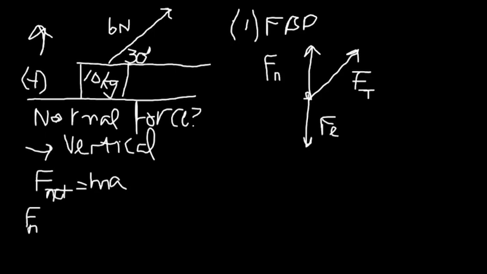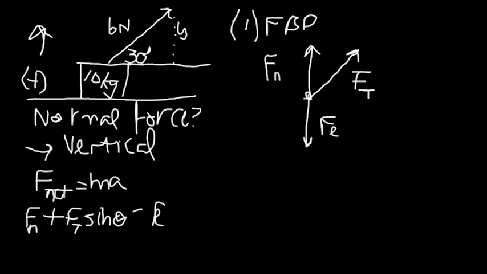Anything else? Tension, right? But tension is at an angle, so we want the vertical component. So we're going to take plus F sub t sine of our theta. Those are the only forces acting upwards, and then downwards we have the force of gravity, or the force of the earth.